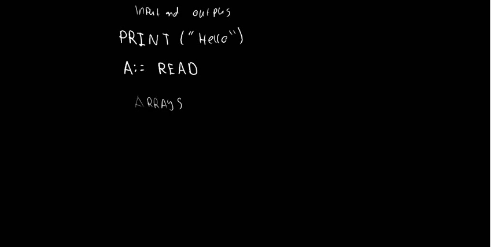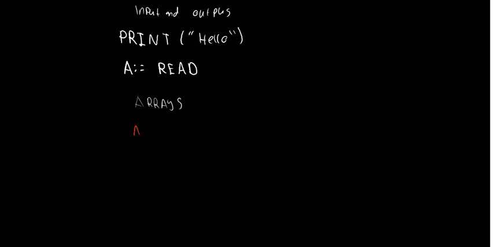Okay, so I'm going to start looking at arrays. Arrays are a way of storing multiple values in a single variable, right? When you're writing a program, you don't always know how many values you might want to store. And it's not efficient to declare, let's say, 50 variables: a1, a2, a3, a4, etc. This is not an efficient way of doing it, right?